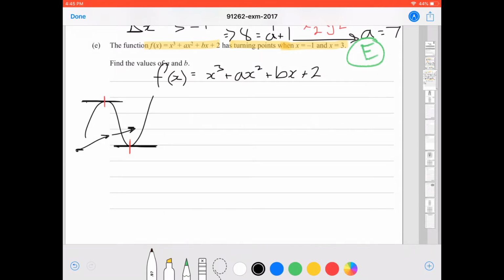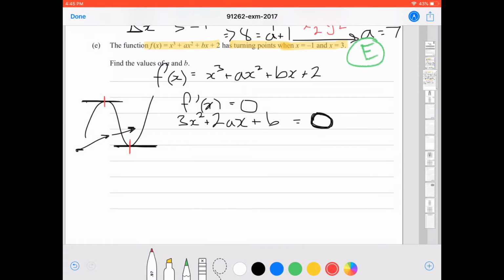Well, the gradient of the turning point is going to be f dash of x, and that actually equals 0, right? So let's find our gradient function. We've got 3x squared plus 2ax plus b, and that equals 0. So that's sort of our base idea here.